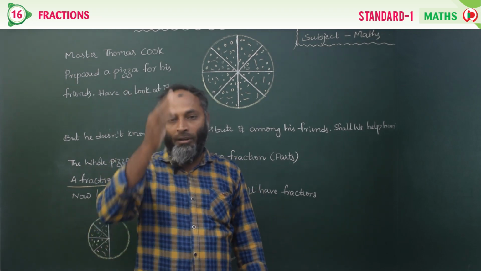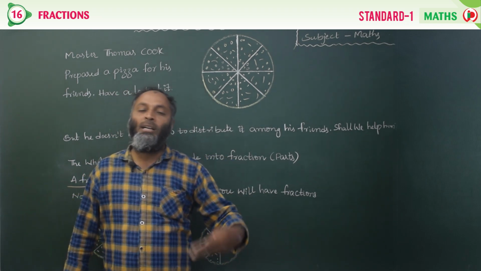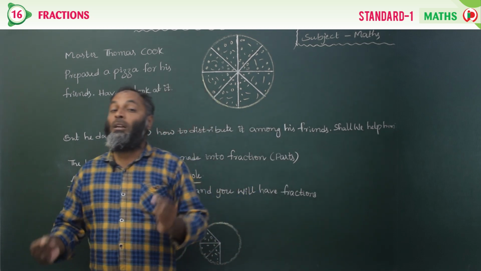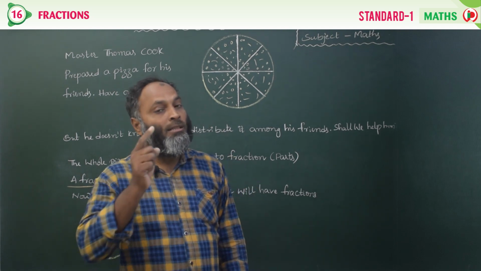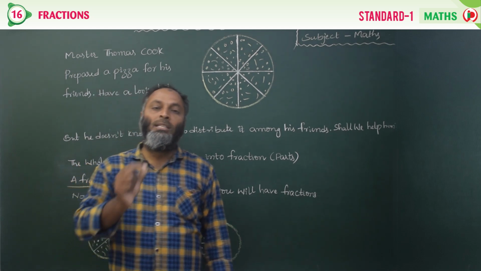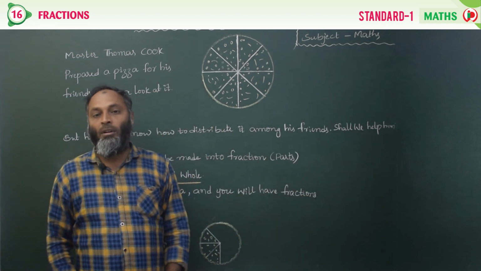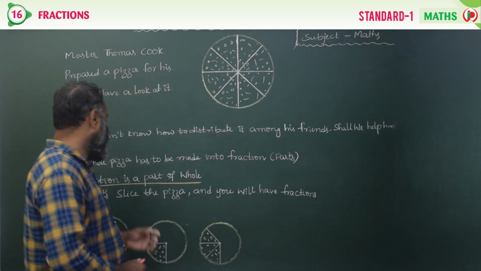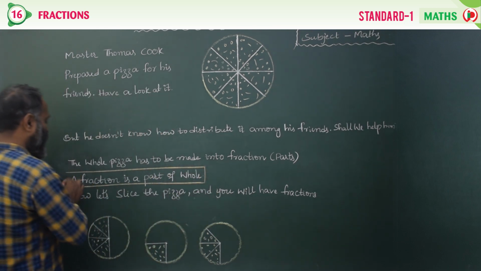In a cake, if we divide the cake into equal parts, it is your wish whether 8 parts, 9 parts, 10 parts, 11 parts, 13 parts, or 100 parts. But all the parts should be equal. If we select one part from the cake, that is called a fraction. A fraction means a small part from a whole, from one complete object. This is the definition: a fraction is a part of a whole.